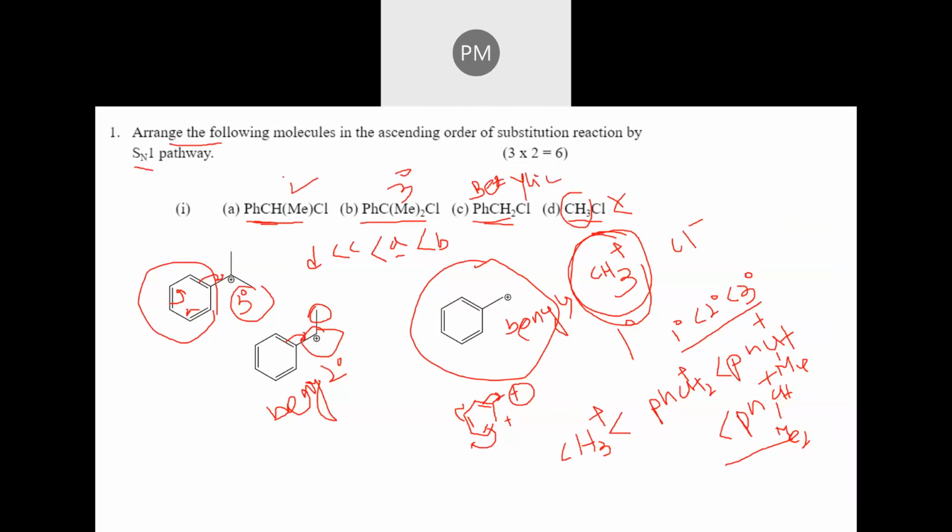And this will be a 2 degree. 1 degree carbocation is less stable, so this reaction is less favored than the benzylic, then the 2 degree, and then the 3 degree carbocation.